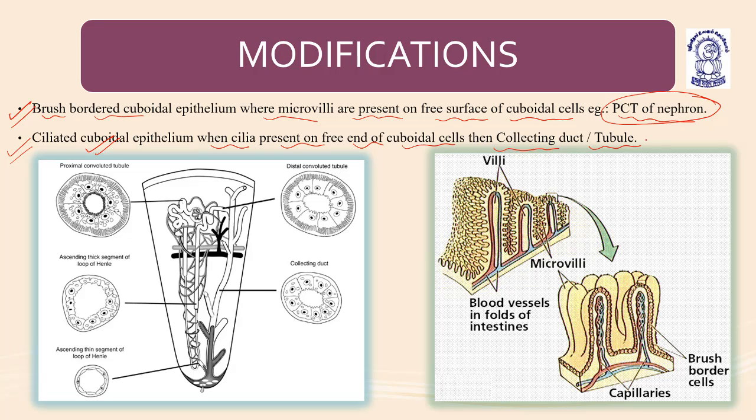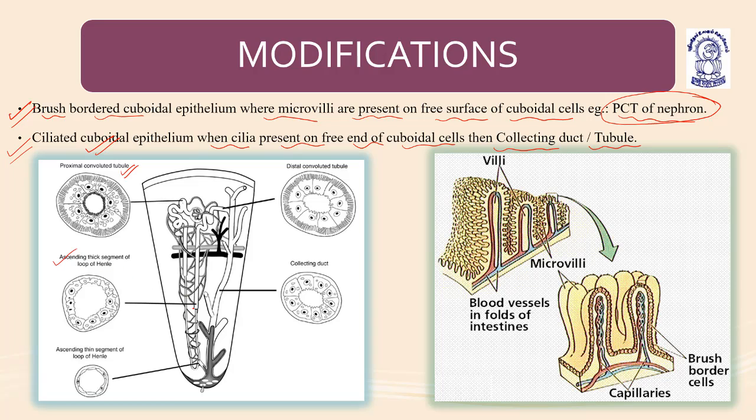Descending limb of loop of Henle. This is the nephron. So the proximal convoluted tubule, the descending limb. This is the thick segment of the loop of Henle, which is the descending limb. This is the ascending limb. So just remember, you can see the pictures. The proximal convoluted tubule is made up of not ciliated, but brush border epithelium, which has microvilli, finger-like projections, which are non-motile.